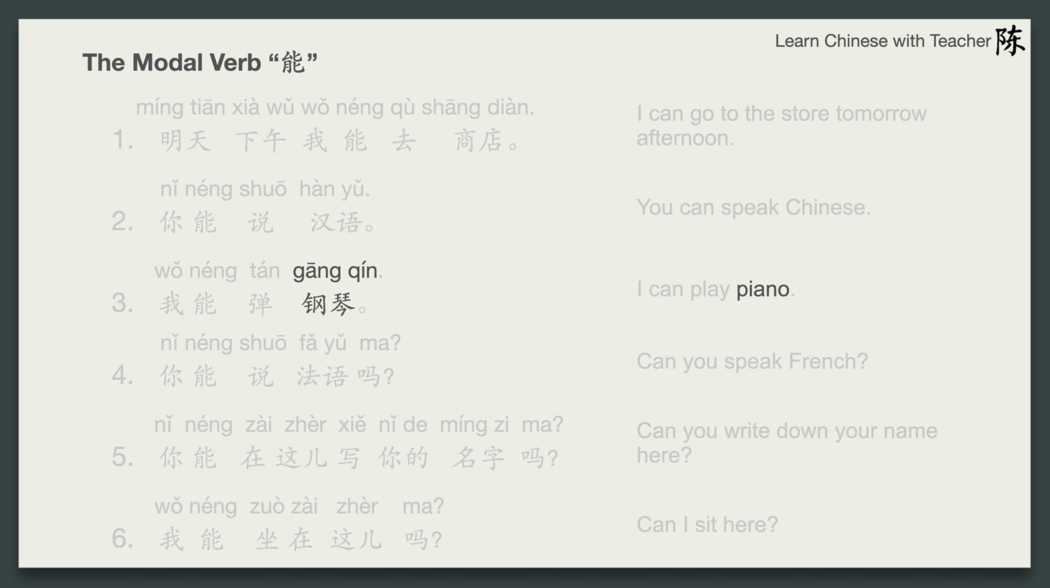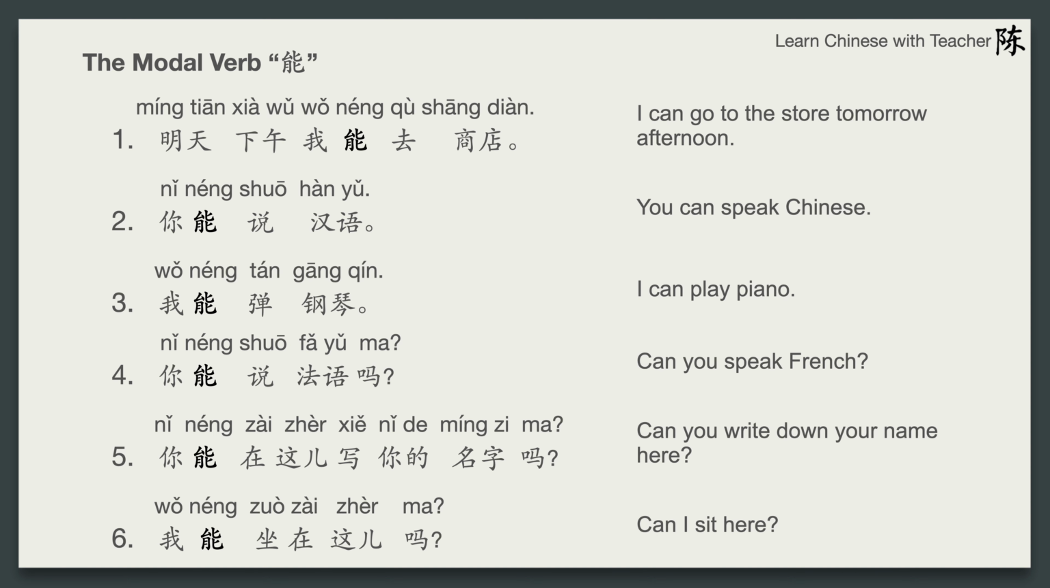钢琴 is a noun, means piano. 弹钢琴 means play piano. 能 means can or be able to do something.